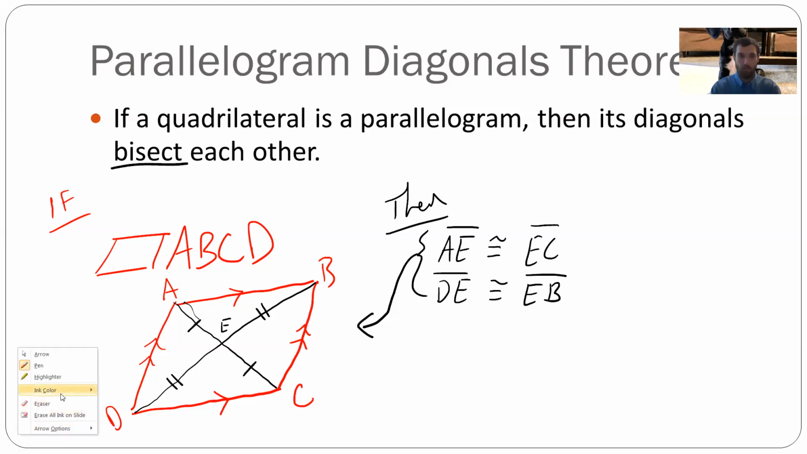In terms of numbers, if I was just to put some random numbers on here, let's say D to E happens to be 12. That means E to B must always also be 12. Now, it does not mean AE and EC are the same. Typically, they won't be the same. Maybe this is 7, which means this one would also be 7. But the 7s would match and the 12s would match. That's what this theorem is stating. Okay? So let's do a few examples here.